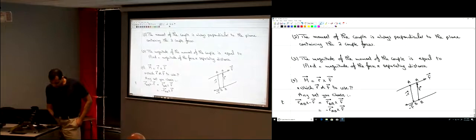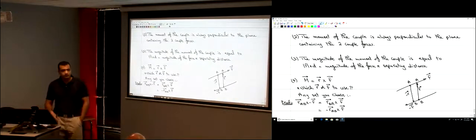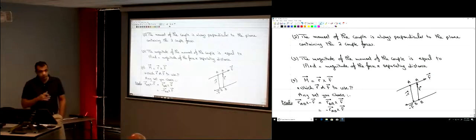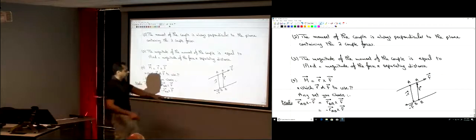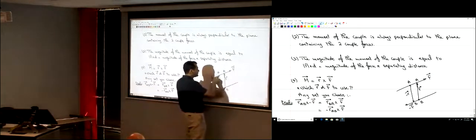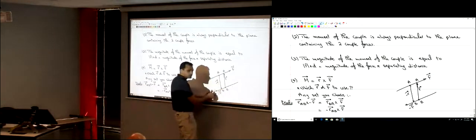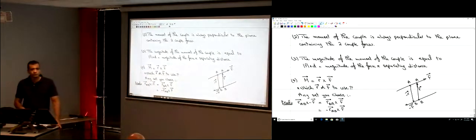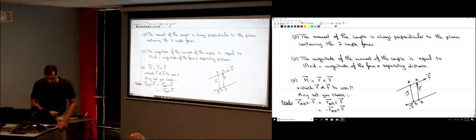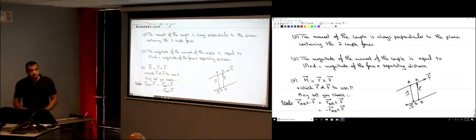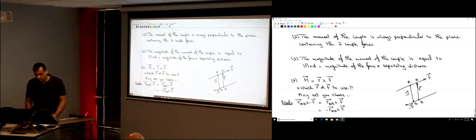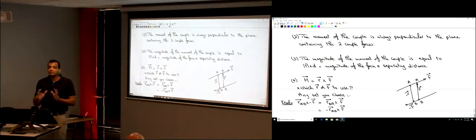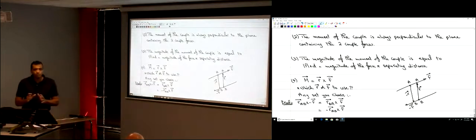This is the proof here. Okay? So you can use any distance, any R. If I take R from here to here, I'll use this step. If I take R from here to here, I'm going to use this step. That's it. You can use whatever you want. Any question here? Okay, great. So that's the couple, the moment of the couple.